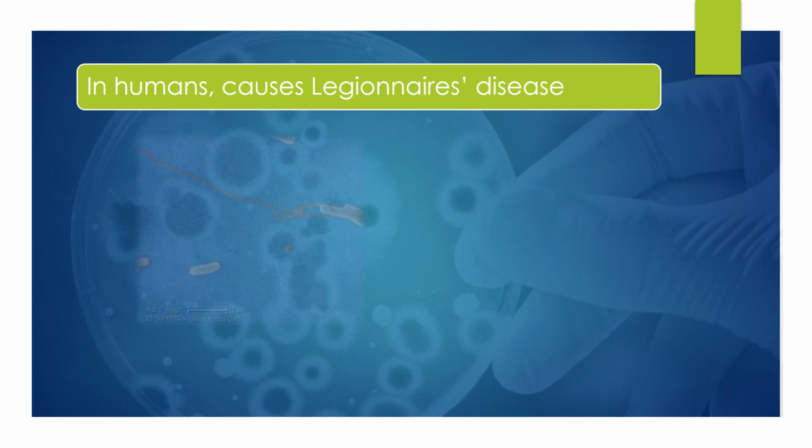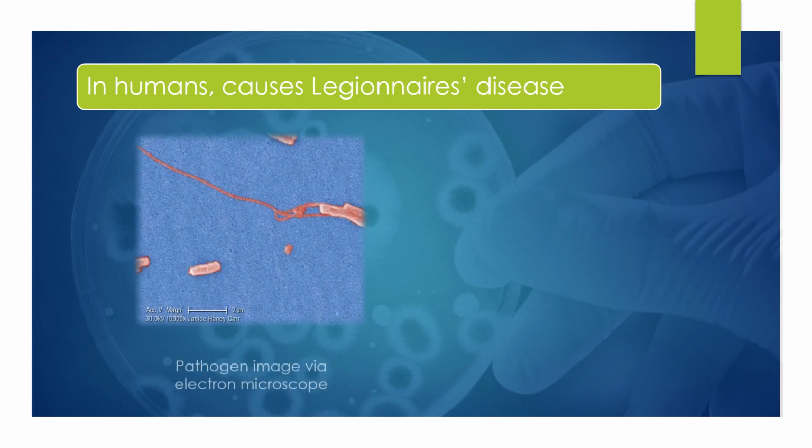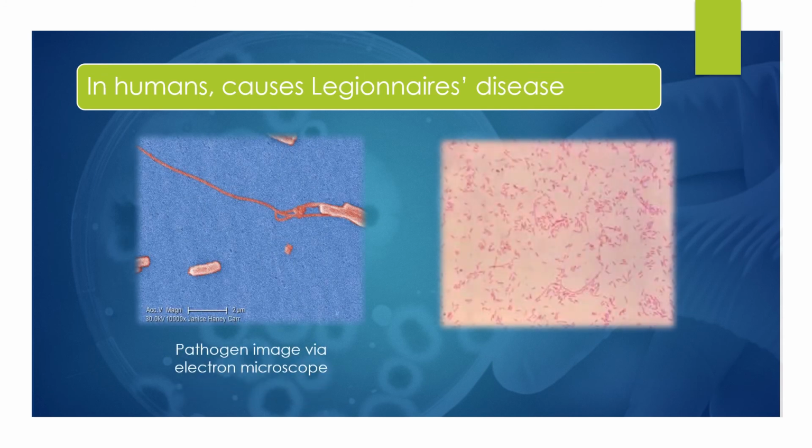Here, we can see what the bacterium looks like both under an electron microscope and in a Gram stain. Due to its unique lipopolysaccharide content on the cell wall, Legionella pneumophila stains poorly with normal staining methods, and therefore an enhanced stain was required for imaging.